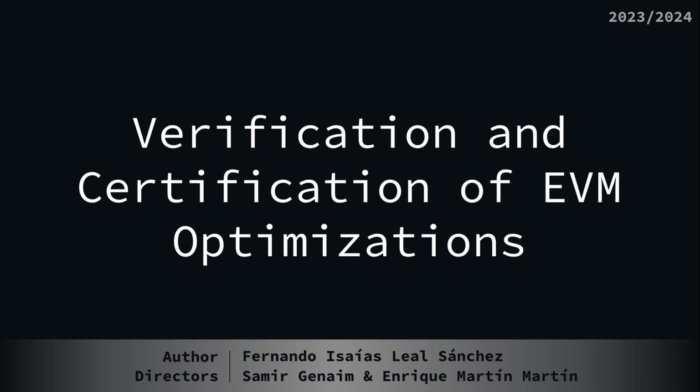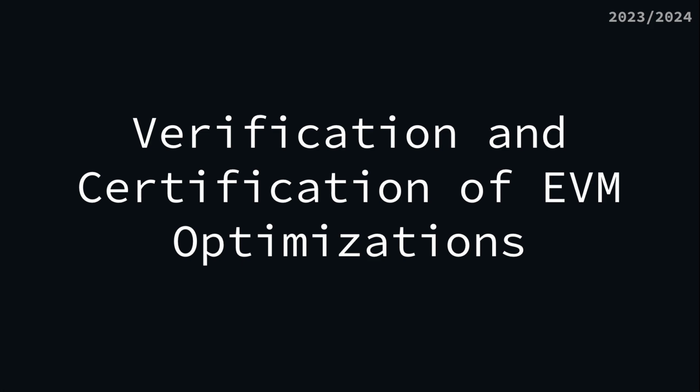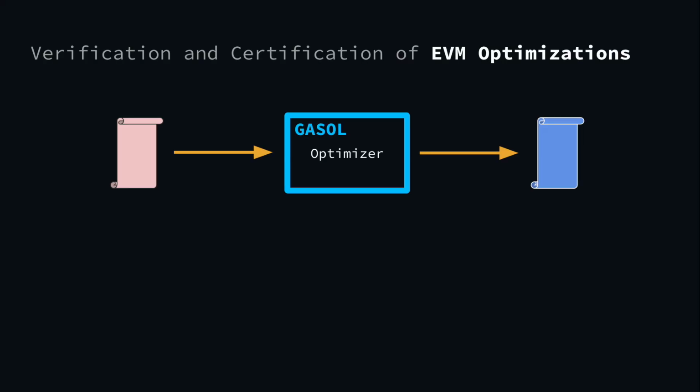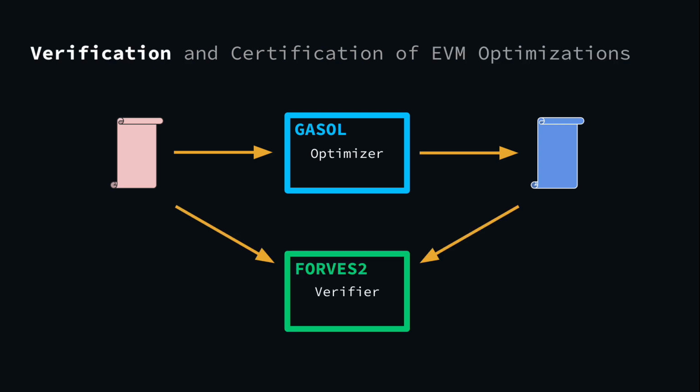Verification and certification of EVM optimizations. This project is set out in the context of an optimizer, which is a program that takes a sequence of instructions and returns an optimized version, better than the original by some metric, and of a verifier, which is a program that takes two sequences of instructions and ensures that they are semantically equivalent. That is, that the effects of executing one are the same as executing the other. The verifier is developed in order for the optimizer to be more easily trusted.